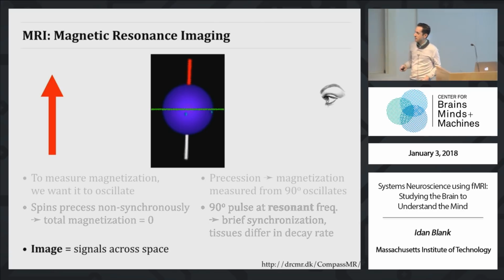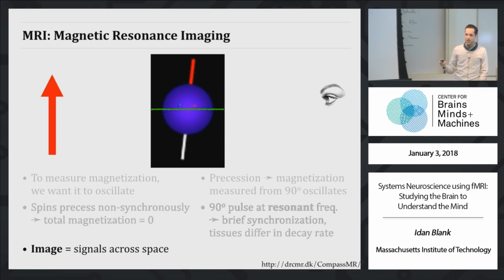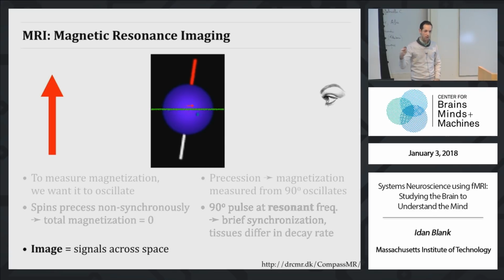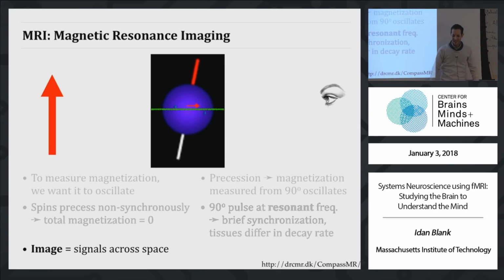The last thing about magnetic resonance imaging is the image. We need to get a picture. Now, an image is a signal that changes across space. But what we have here is all of the spins are in the same direction, in the same phase. They're all this huge one magnetization vector.